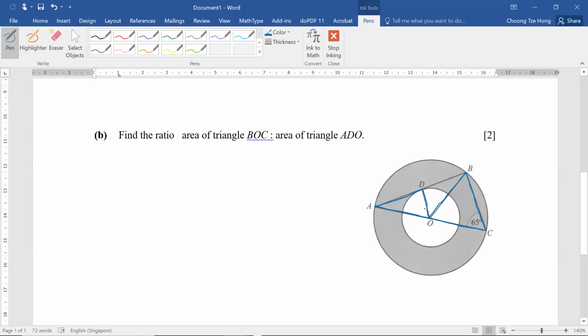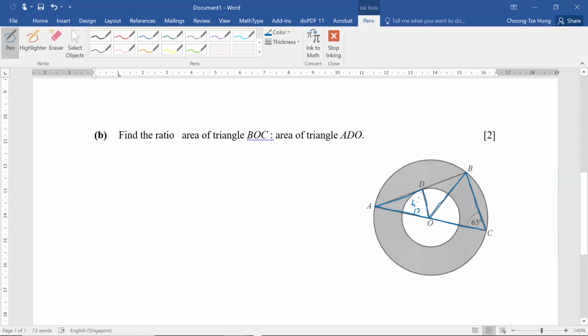If they are not similar, then you should be looking for a common height. So basically there are two ways to approach this question. Either, if they are similar, you use the ratio of areas equals the ratio of corresponding sides squared. If not, you try to find a common height between the two triangles. But as you can see from here, these two triangles are not together. They are not side by side, so it's very hard for them to have a common height. We can't be taking this to be the height.